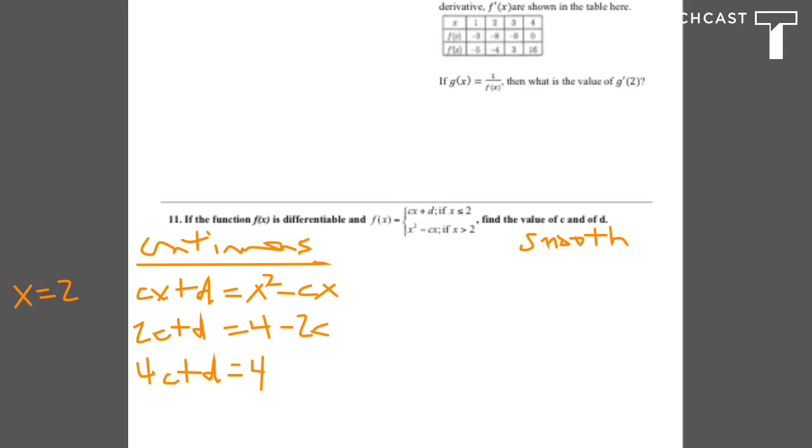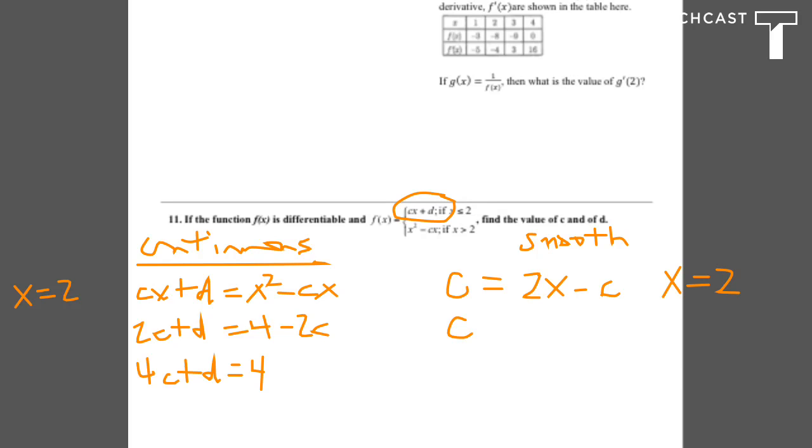Now I need the function to be smooth, which means the derivative from the left equals the derivative from the right. So here, the derivative of cx plus d. Well, d is a constant, its derivative is 0. c is also a constant, so what I'm finding is I need the derivative of c times x. That's just c. That has to equal the derivative from the right. So from the right, the function is x squared minus cx. The derivative is 2x minus c. And again, this all has to be true if x equals 2.